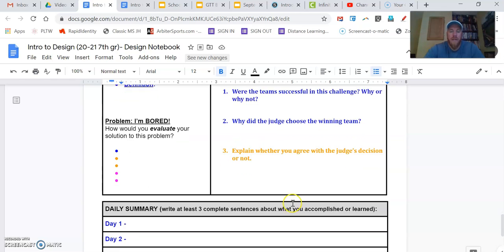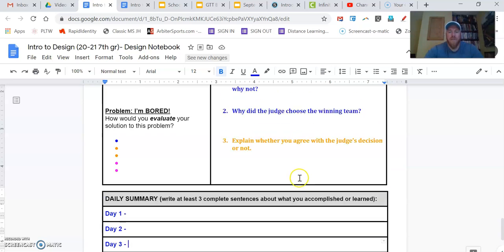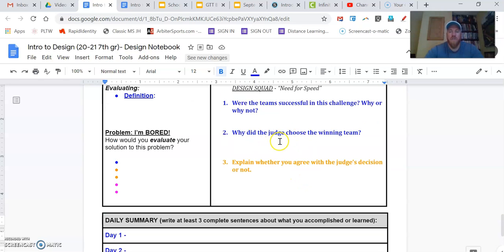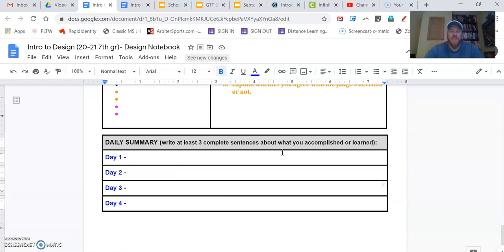Explain it. And then the last thing is our daily summary. Once you're done, write 3 sentences about what you accomplished or learned. That could be something from your Google Meet class today, or from the video. Maybe you had an aha moment when you were answering some of these questions, like, I really now understand what evaluating is. Anything that you learned or accomplished today, what you were able to do, you should put in the day 3 summary.